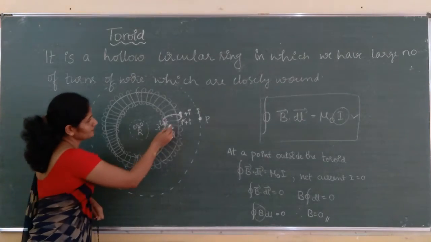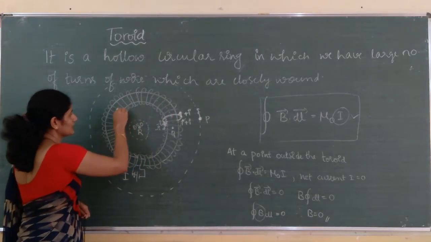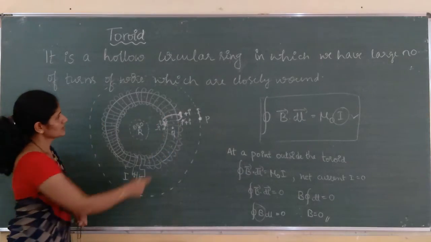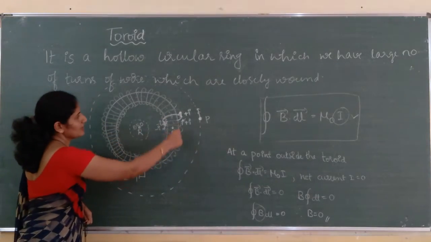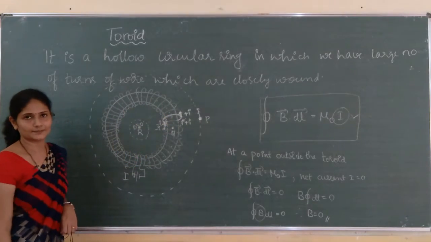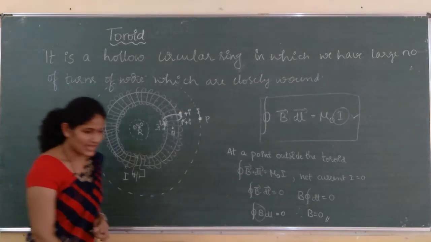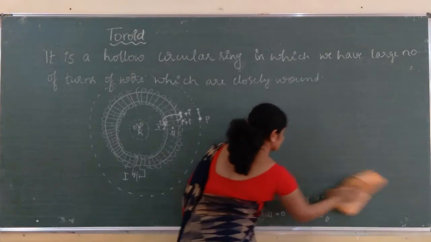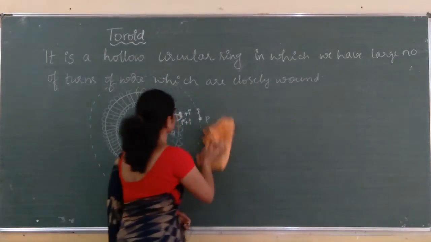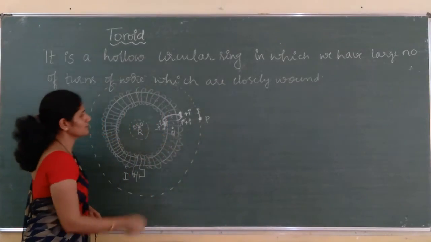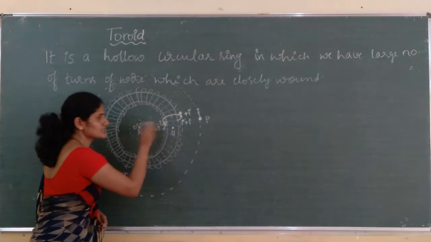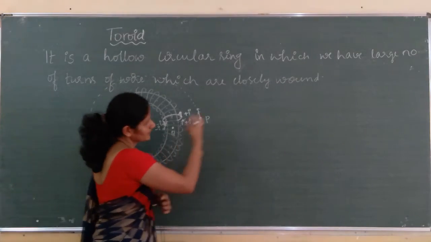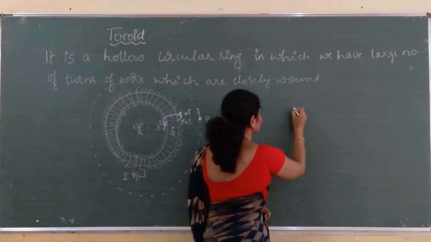Now, let us see what is the magnetic field inside the toroid. So, here what is the magnetic field? For that, consider one point Q inside the toroid. Okay. This diagram can also be drawn like this.